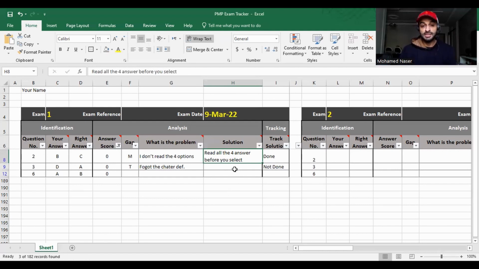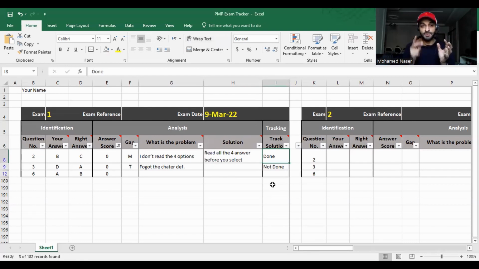The technical one is the same, like review this part, read this topic again. And then in the tracking, did you close this gap or not? Do you still have this problem or not? If it's done, it's closed, I passed this problem, so you write done. If not, write not done. Okay, this is for the first exam. You need to do it for the first exam.